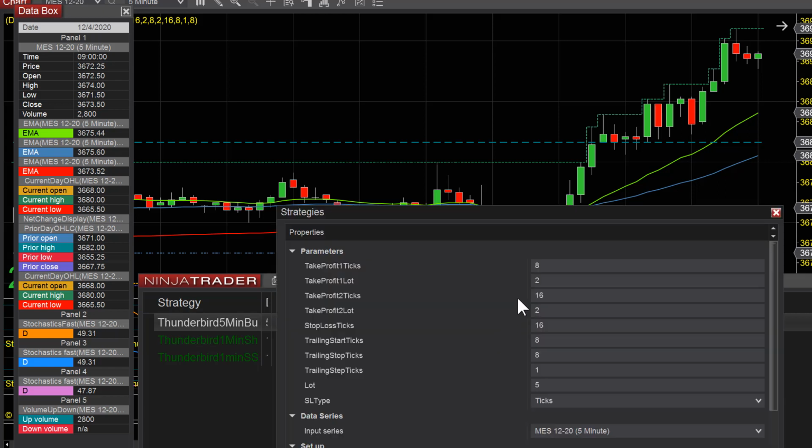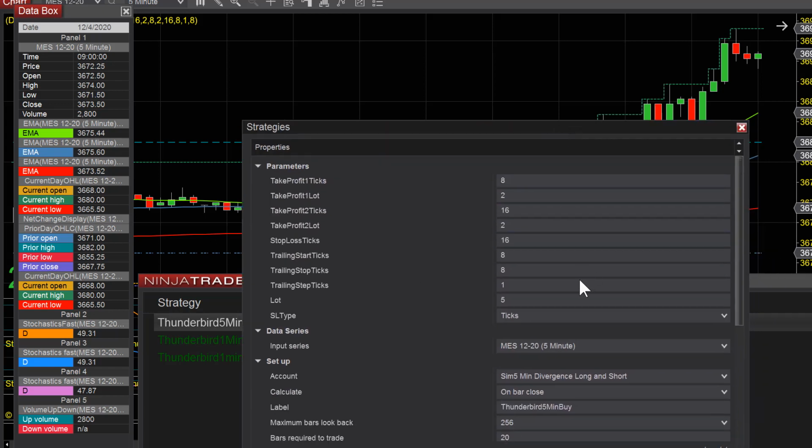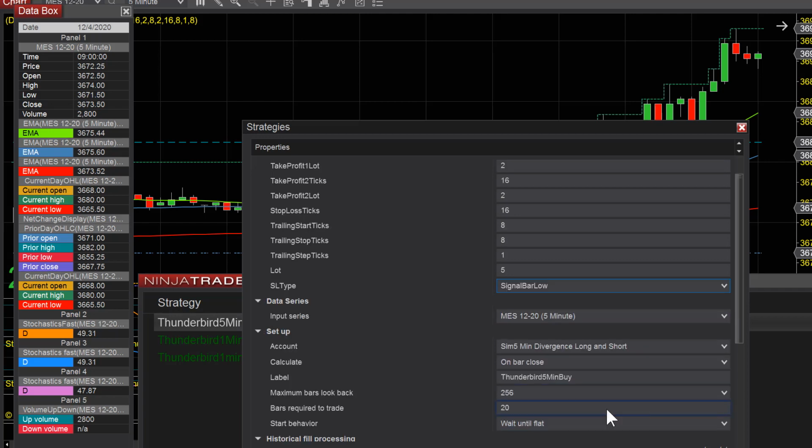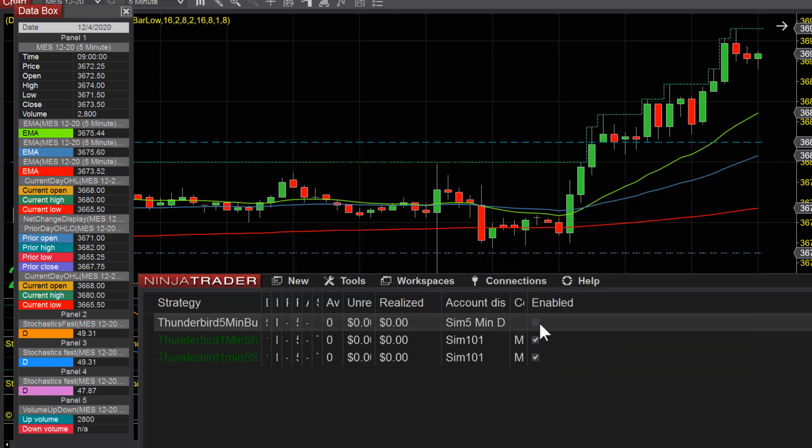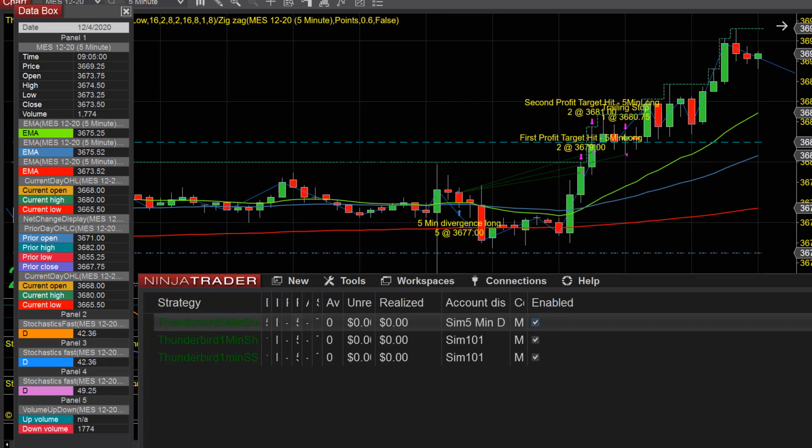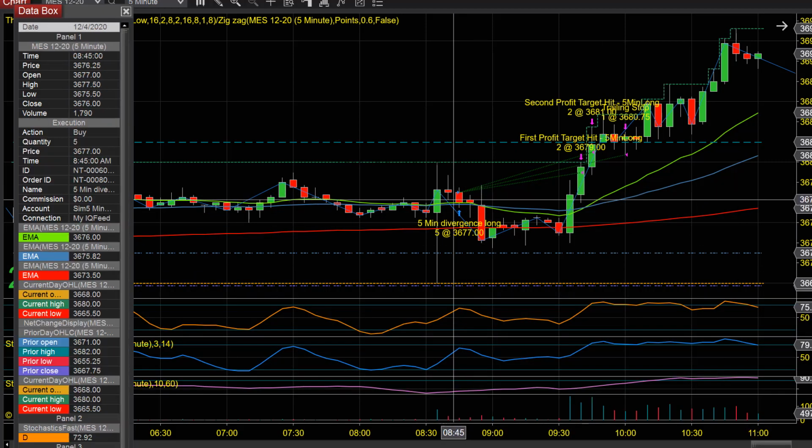Edit strategy here. So I could go down here and you can see it says ticks, but now you can put signal bar low. So now the stop is automatically going to be done as what a pure divergence trader would always place his stop, at the divergence low. All right. So okay, we're going to okay that, and then reactivate it, and we're going to look at this candle low. Remember, we got stopped out of here before, so oh yeah, 5-minute divergence low, boom.